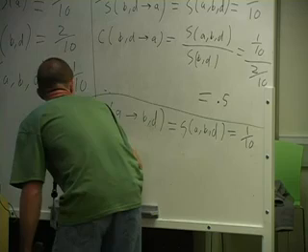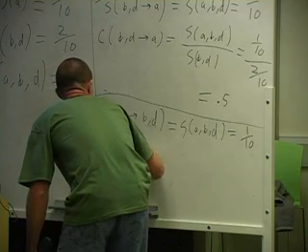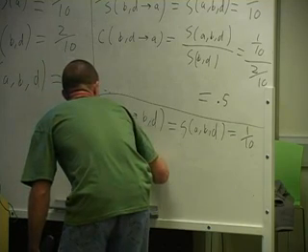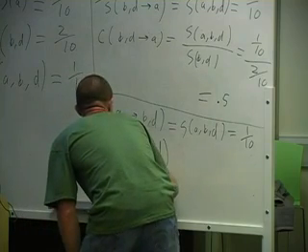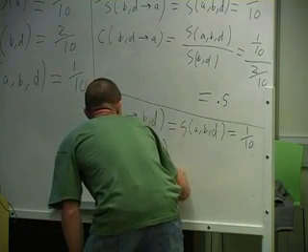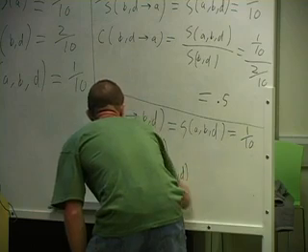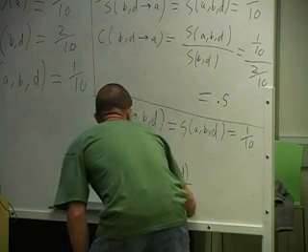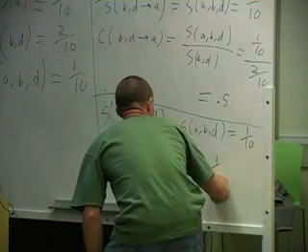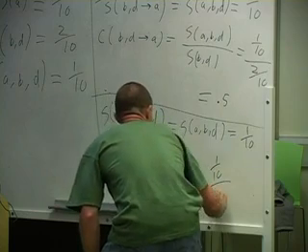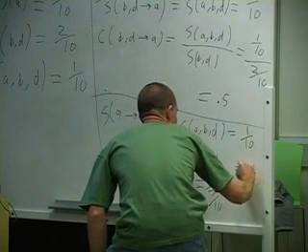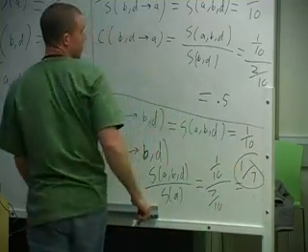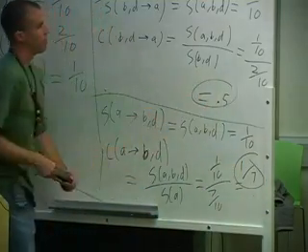Because this is A now implies BD. And so on the top, I have to put the support of ABD again. The numerator is the same, but now the denominator is the support of A. So now I have 1 out of 10 on top, and A is 7 out of 10 on the bottom. So this becomes 1 out of 7. 1 out of 7 is the confidence.